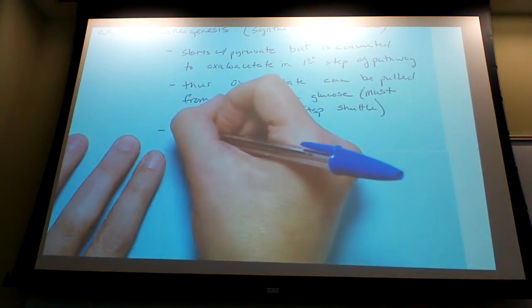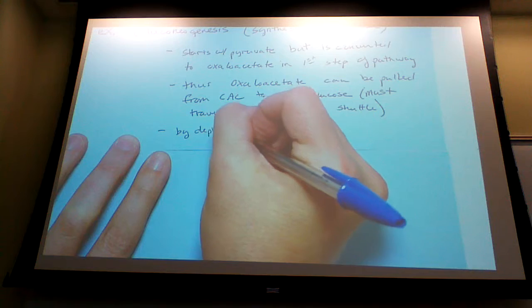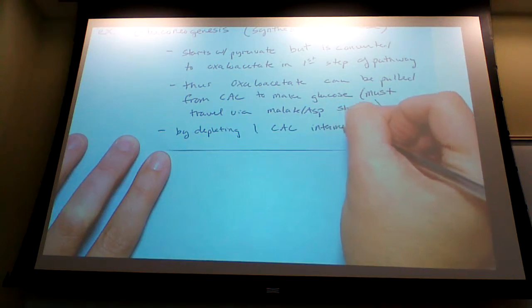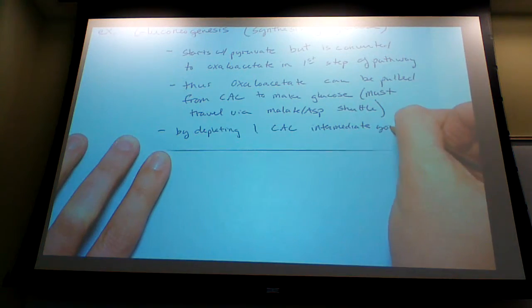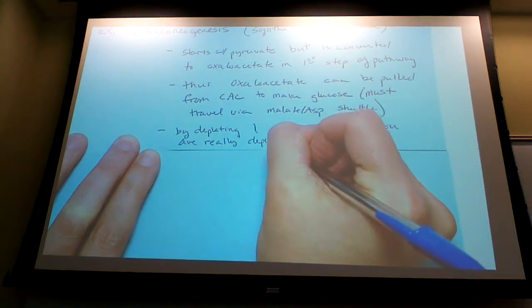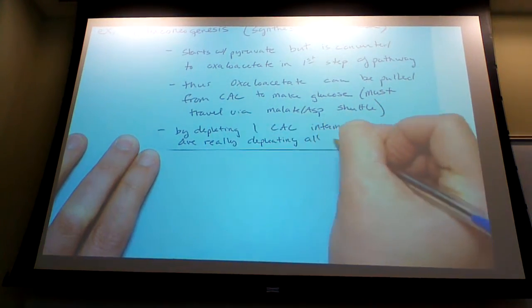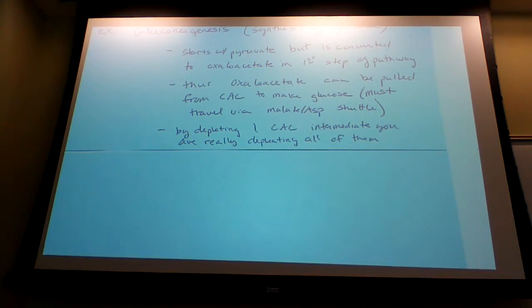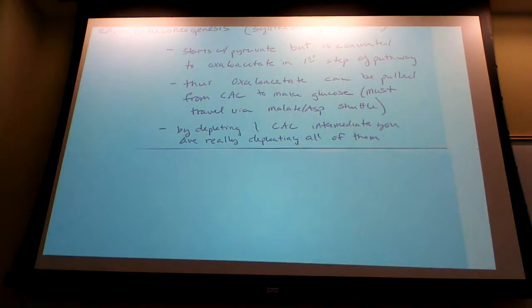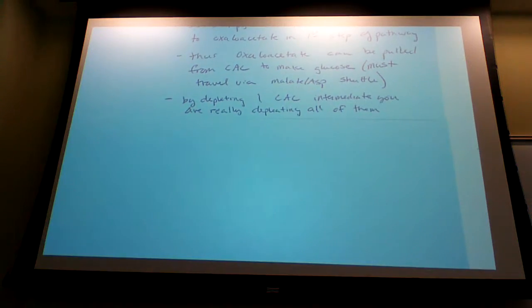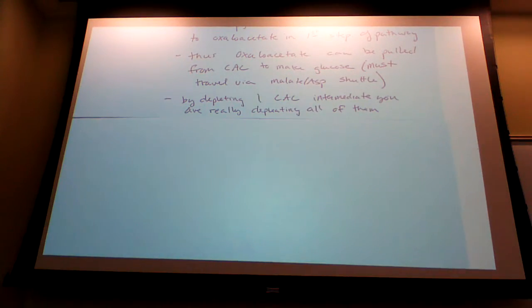One thing to keep in mind is that by depleting one citric acid cycle intermediate, you're really depleting all of them. Because it is a cycle. Each one gets turned into the next thing in the cycle. So if I pull one out, then I'm actually dropping the concentration of all citric acid cycle species.